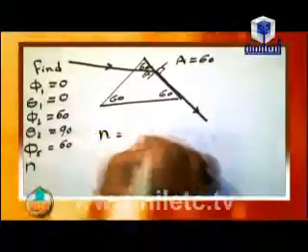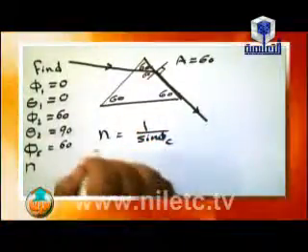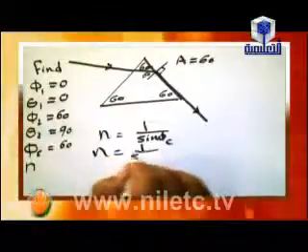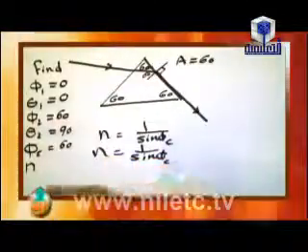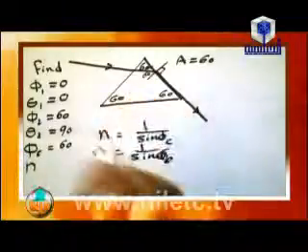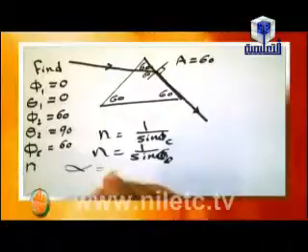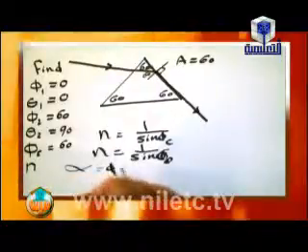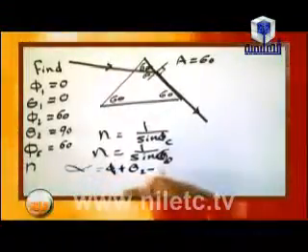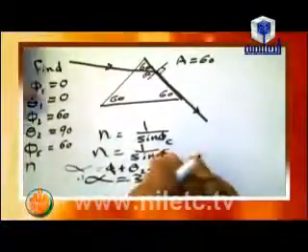N equals 1 over sine phi critical, or 1 over sine 60. We can find also alpha. Alpha equals 2 phi 1 plus theta 2 minus A, then alpha equals 30. This is about the triangular prism.